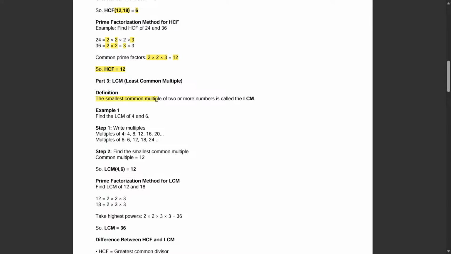The smallest common multiple of two or more numbers is called LCM. So let's see an example. Find the LCM of 4 and 6. In step 1, we are going to write down the multiples of 4 and the multiples of 6. Multiples of 4 will be 4, 8, 12, 16, 20, and so on. And multiples of 6 will be 6, 12, 18, 24, and so on.